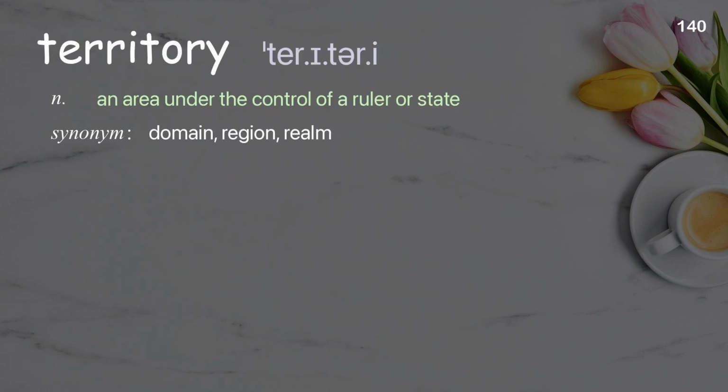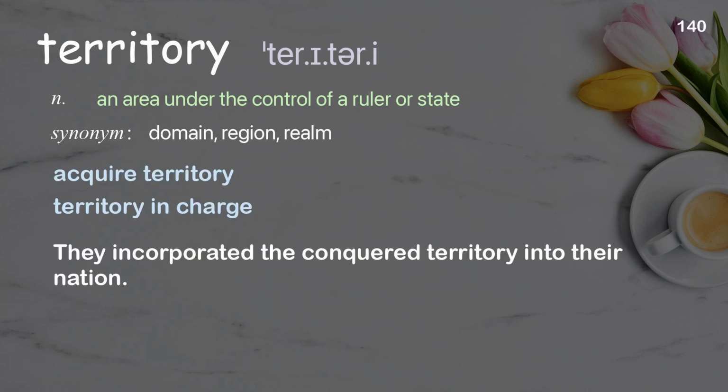Territory. An area under the control of a ruler or state. Examples: Acquire territory. Territory in charge. They incorporated the conquered territory into their nation.